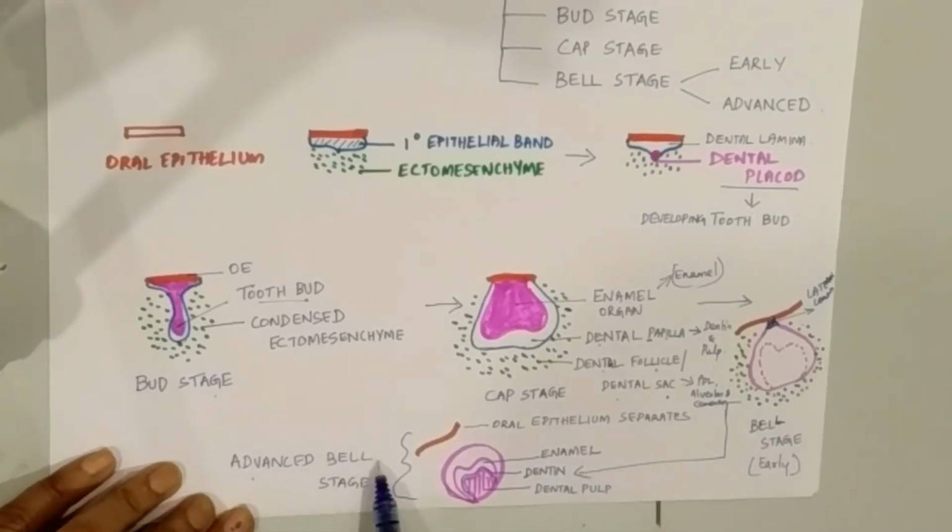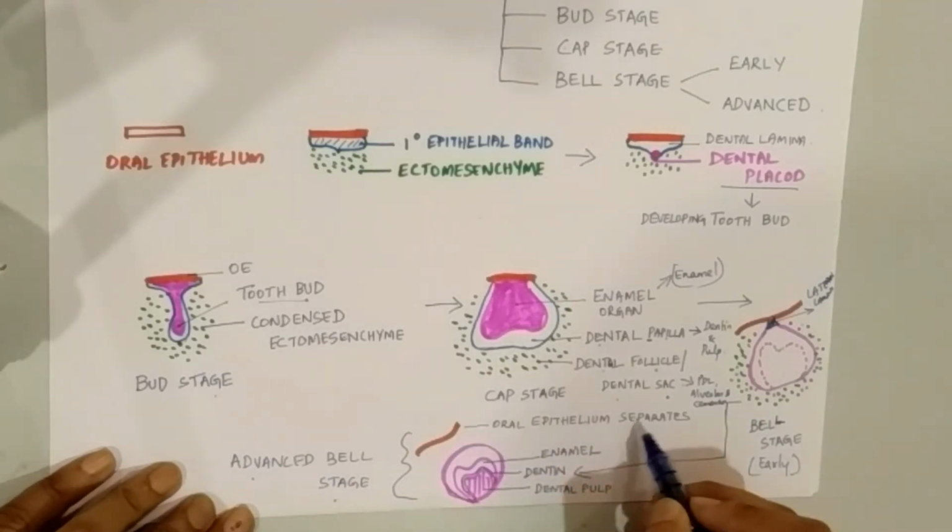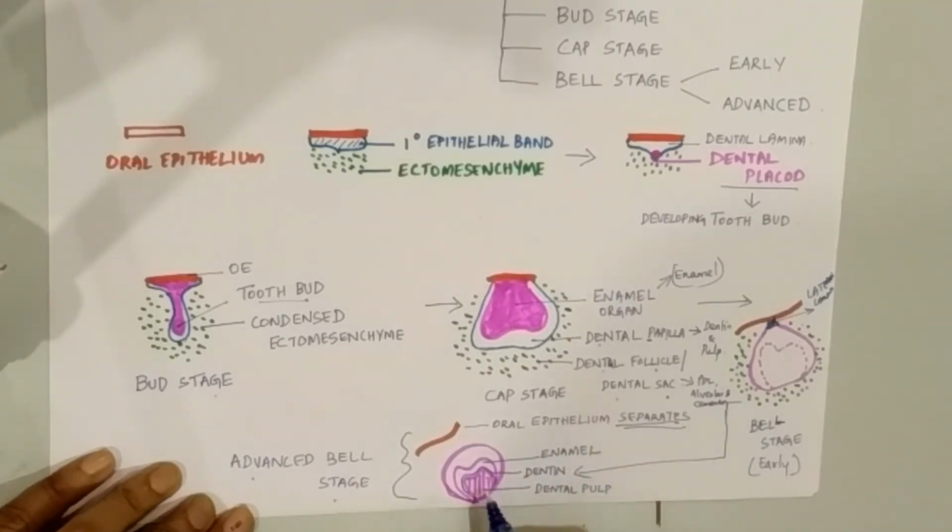In advanced bell stage, there is complete separation of the oral epithelium from the tooth, and the hard and soft tissues of the tooth like enamel, dentin and pulp have been laid down, finally forming the crown of the tooth.